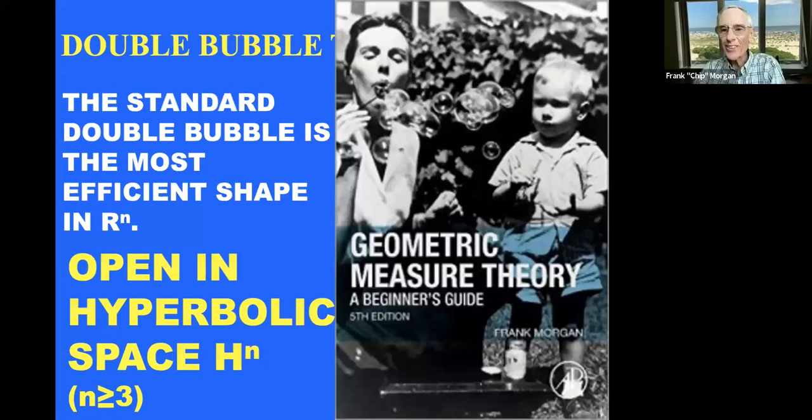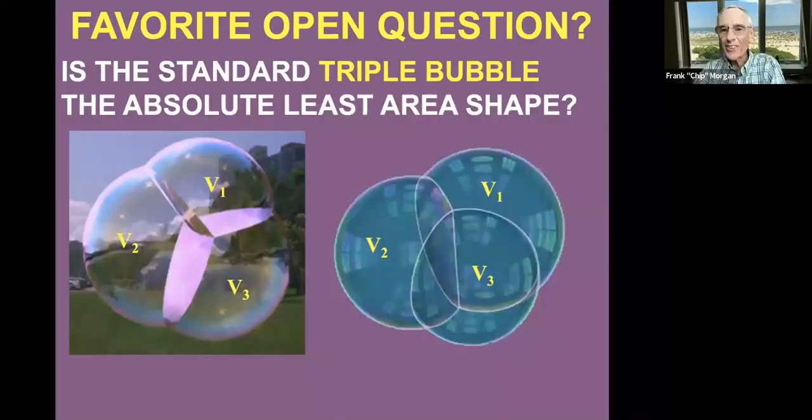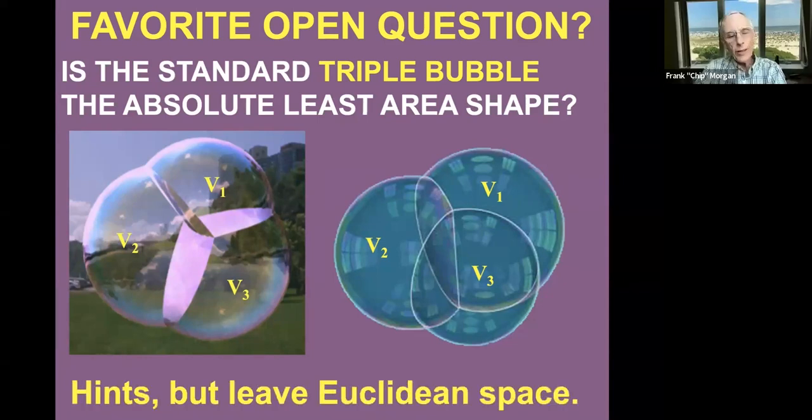Yeah. So back to my favorite open question, is the standard triple bubble the absolute least area shape? Well, over the past several years, there were some hints of progress, but to see those, we have to leave Euclidean space and go to another space.